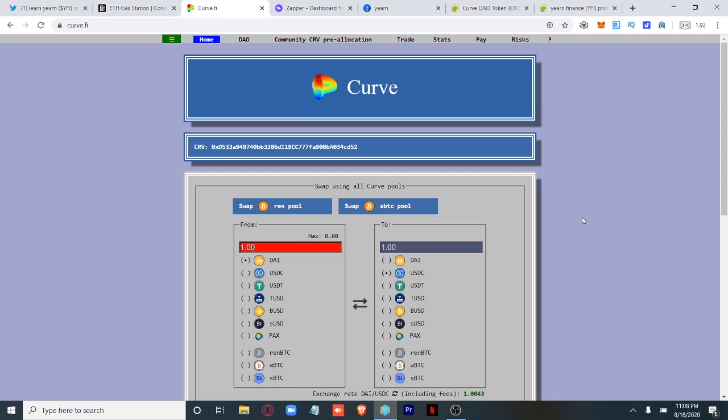And Curve has a total supply of 3 billion coins. Right now there are only 12 million in circulation, and over a period of 1 year there'll be 1 billion in circulation. So I recommend not buying the token and only farming the token.